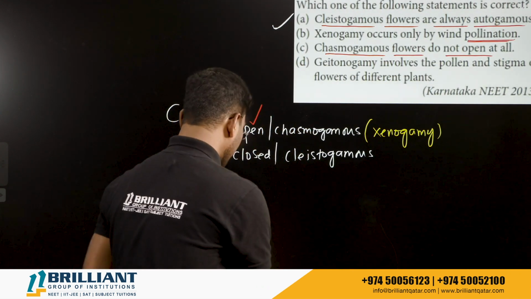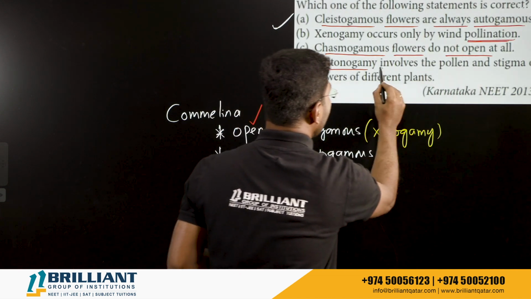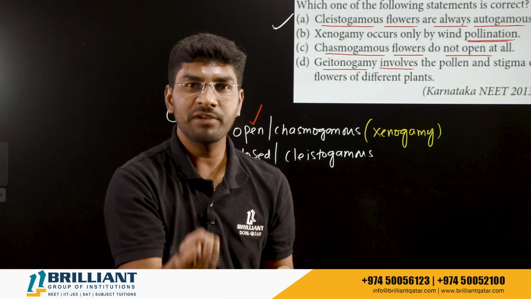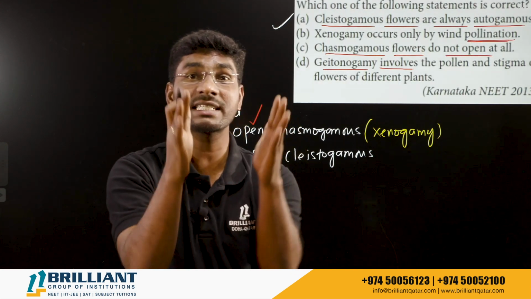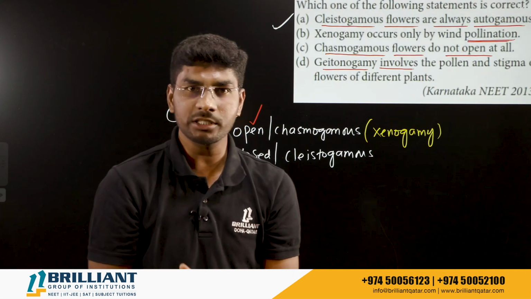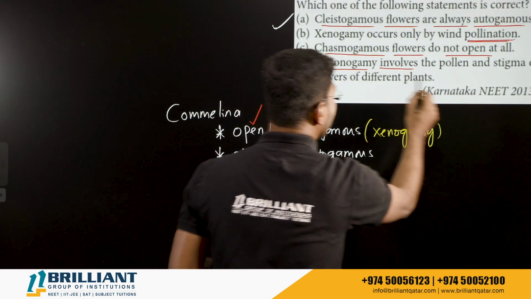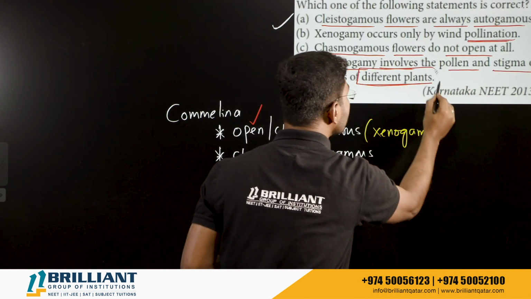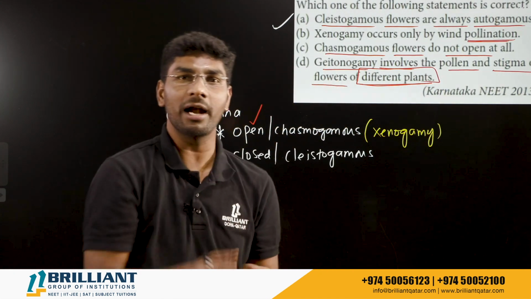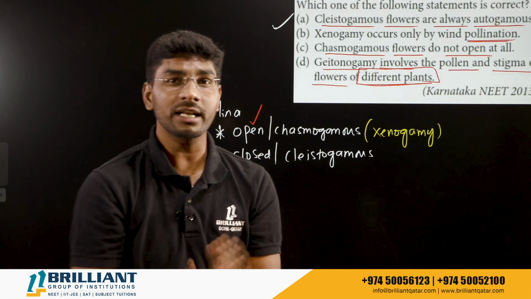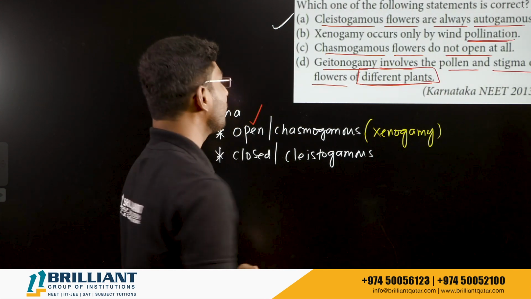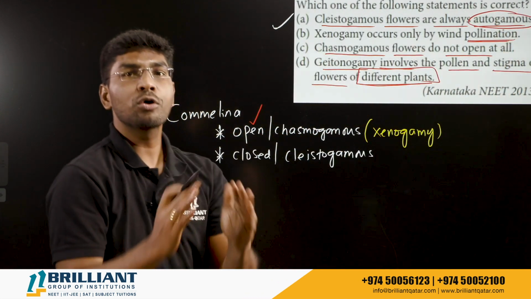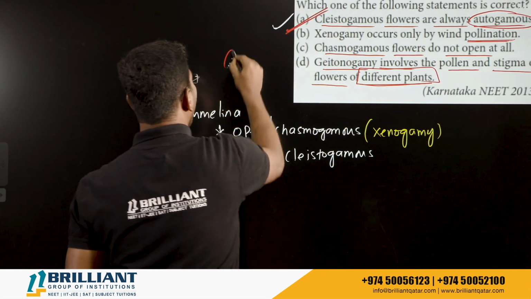Look at the last one: geitonogamy. What is geitonogamy? Transfer of pollen grains from one flower's anther to the stigma of another flower of the same plant is called geitonogamy. Option D says the pollen and stigma of flowers of different plants, but it is the same plant, so this is also an incorrect statement. So what is the right answer? Option A: cleistogamous flowers are always autogamous, because they are closed flowers.